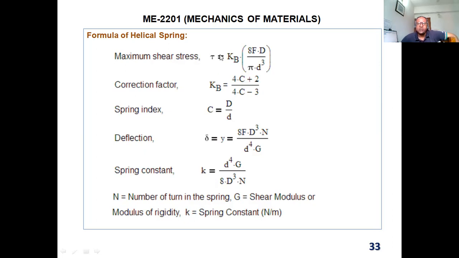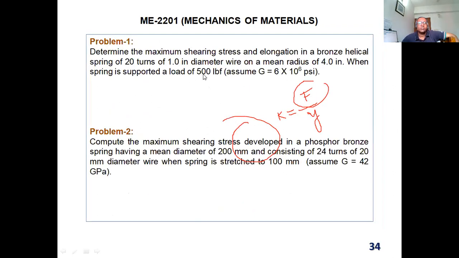If I would like to know the spring constant, then use this formula. Force is already given, so you can easily figure out that spring constant K equal to applied force F divided by Y or delta Y. You already have the Y value and F is already given, 500 pounds. So very simple, you can use this formula. Now we'll solve problem 1. Any question? Anyone? Any question?